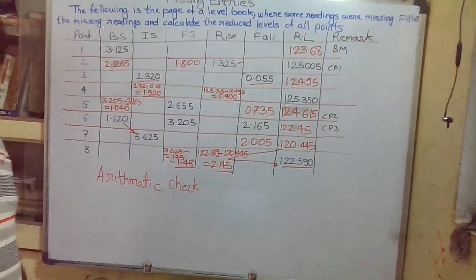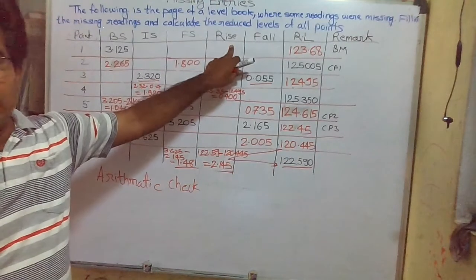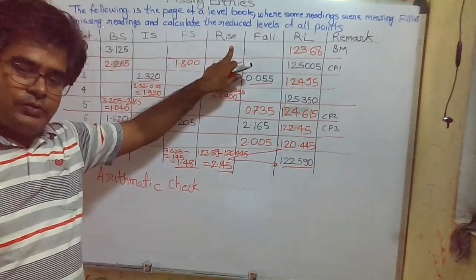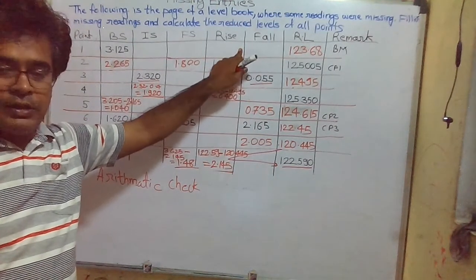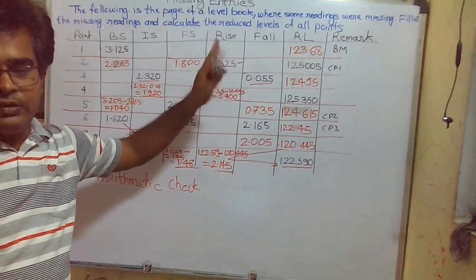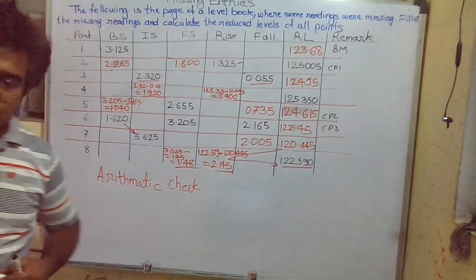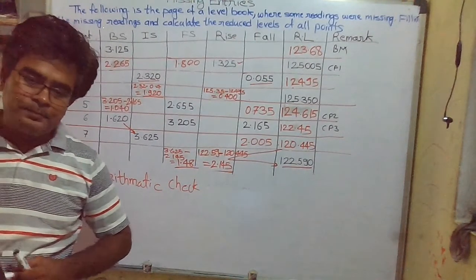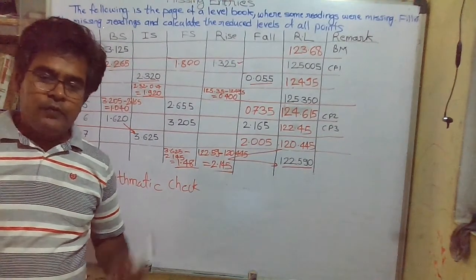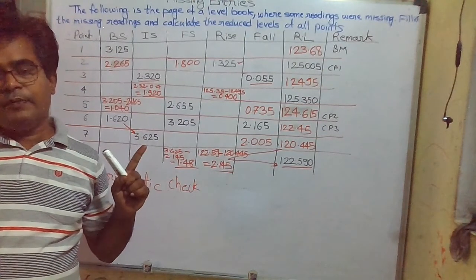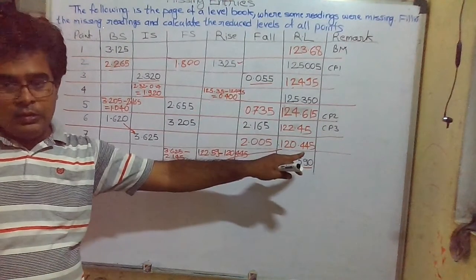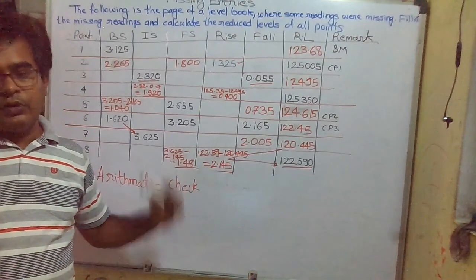And in a similar way, if there is a problem on height of instrument, you just have to calculate the height of instrument if it's missing or if it's given. In the same way, you can solve problems of missing entries by the height of instrument method. So if you practice the previous problems on calculation of RL, then you can easily solve this problem.